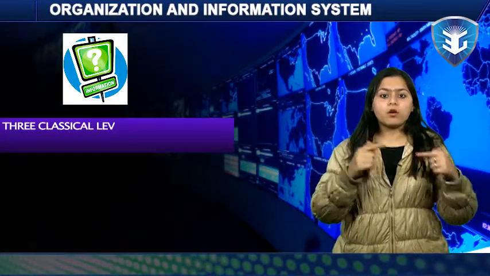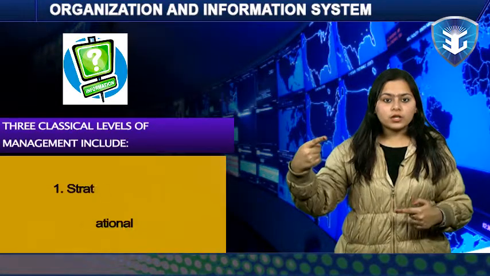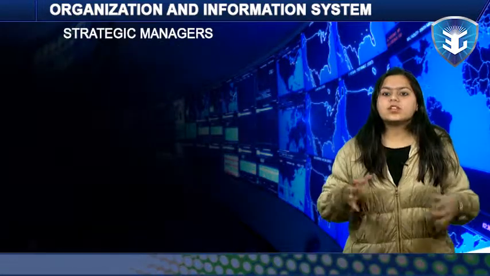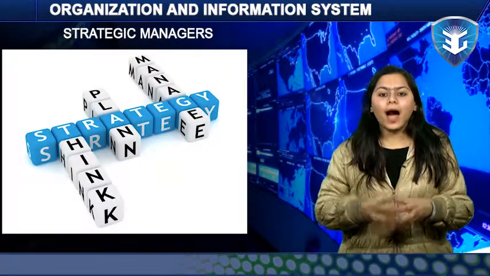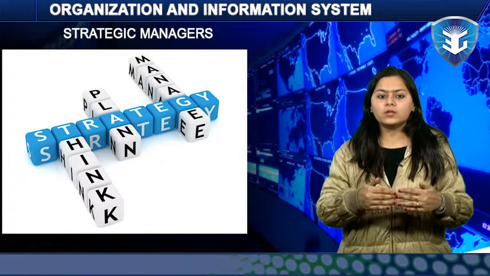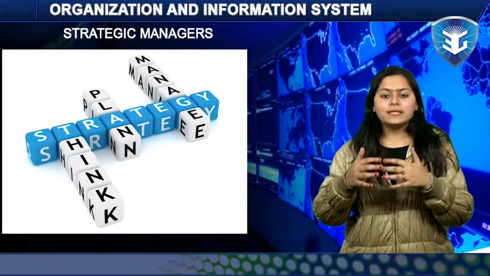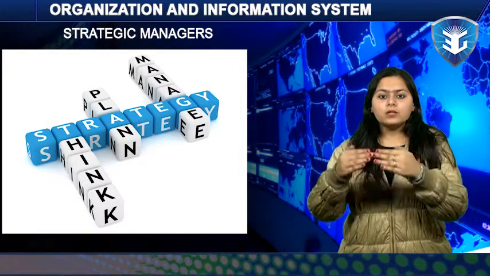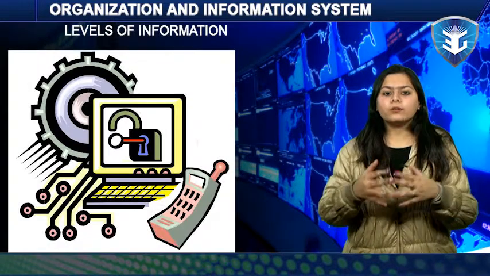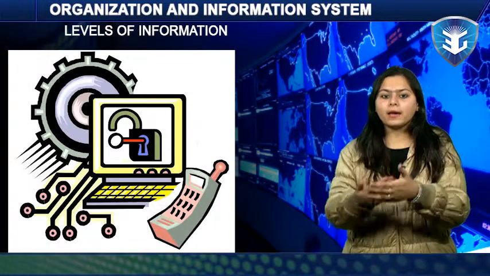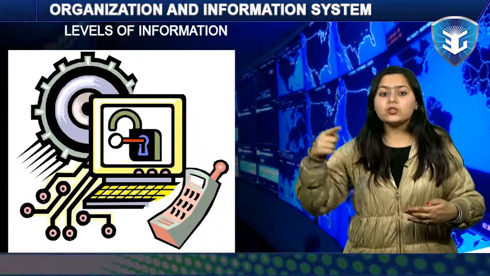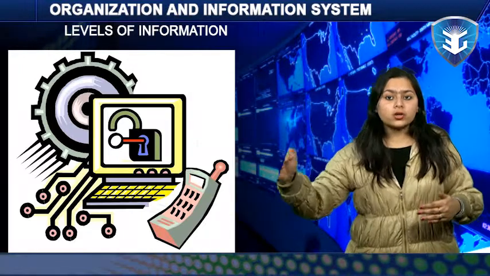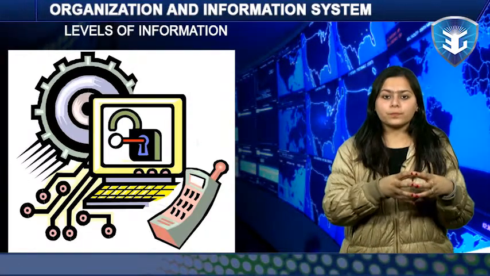The 3 classical levels of management include strategic, tactical or middle, and operational. Strategic managers. They operate in a highly unstructured environment and use EIS and DSS. Titles have different values in different organizations. Levels of information within an organization. Planning, control and decision making are carried out at various levels within the structure of the organization.